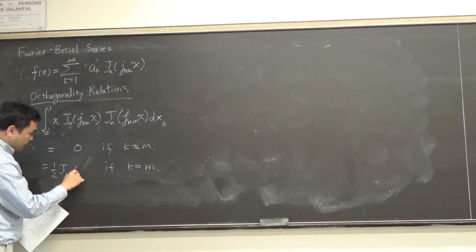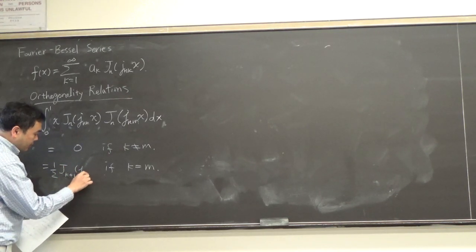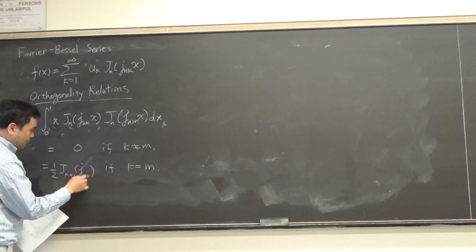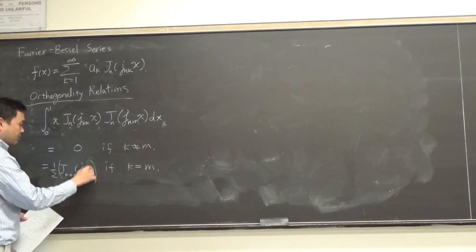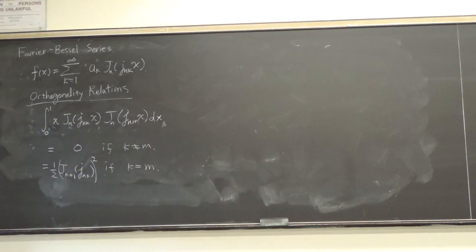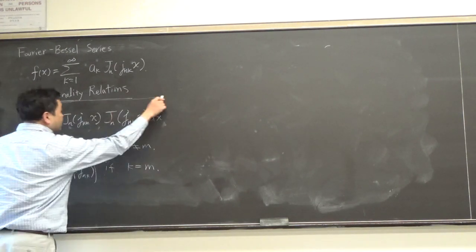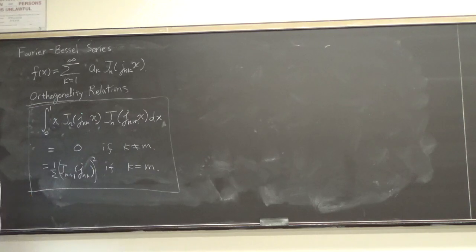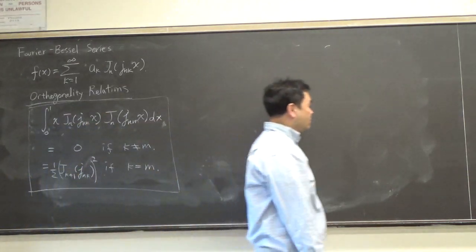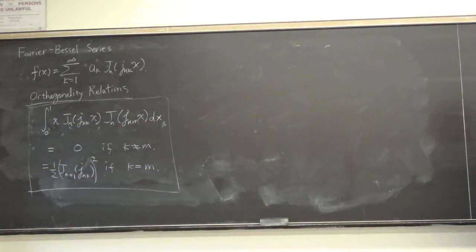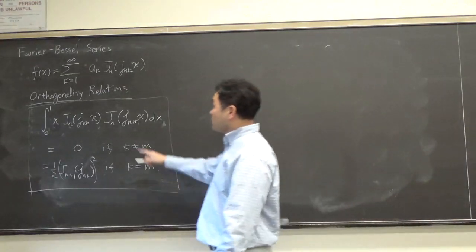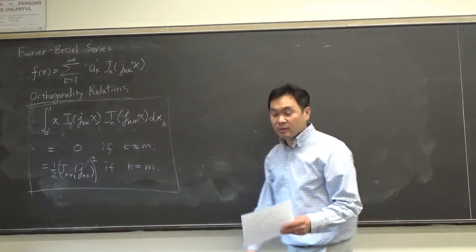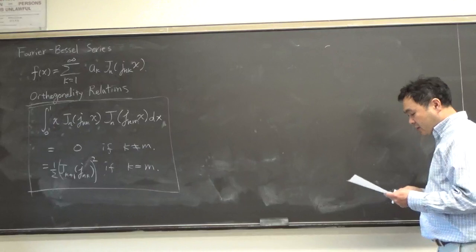Of j and k, then this thing squared. So this is what happens. And that will allow us to figure out what these A_k will be. Right? So let's figure that out.